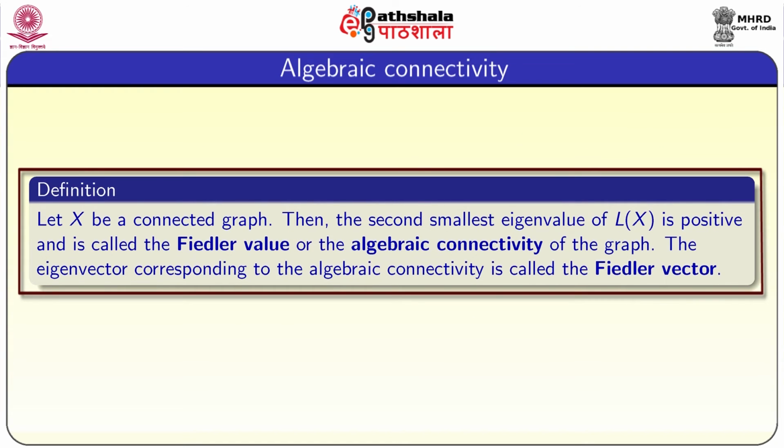Now we are going to define the algebraic connectivity of a graph. Let X be a connected graph, then the second smallest eigenvalue of L of X is positive and is called the Fiedler value or algebraic connectivity of the graph. The eigenvector corresponding to algebraic connectivity is called the Fiedler vector.